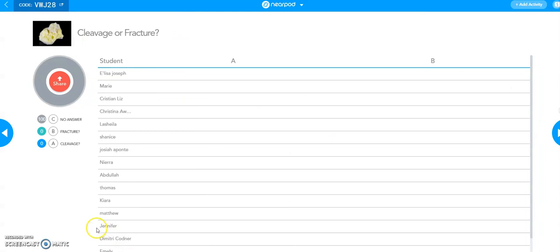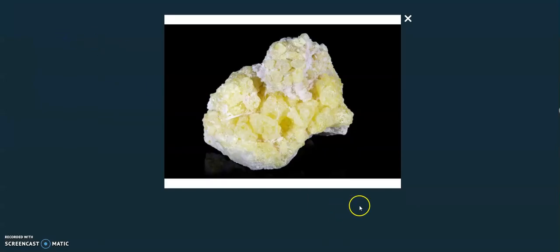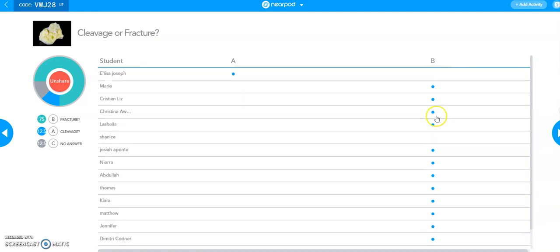Take a moment and answer the poll. Does this image exhibit cleavage or fracture? Okay, not bad. Pretty much everyone got that one right.